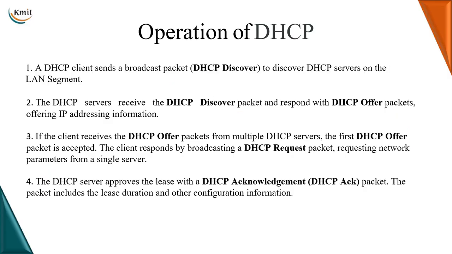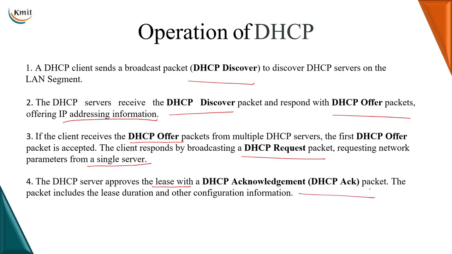You can see a DHCP client sends a DHCP discover, then a server will respond with an offer packet offering IP address information. If the client receives the DHCP offer packet, it will respond with a DHCP request packet requesting network parameters from a single server, and then the DHCP server will approve the lease and send a DHCP acknowledgement packet which consists of the lease duration and other configuration information.